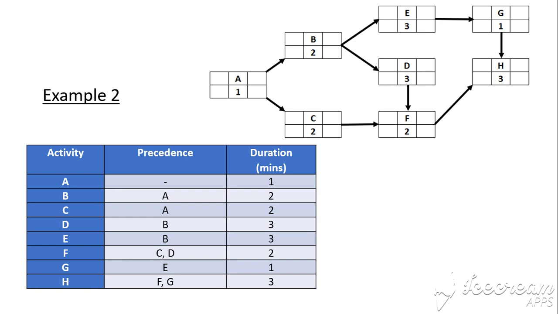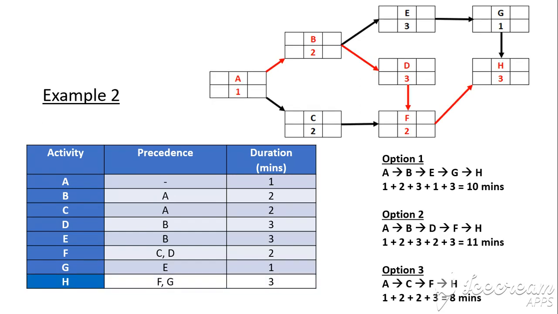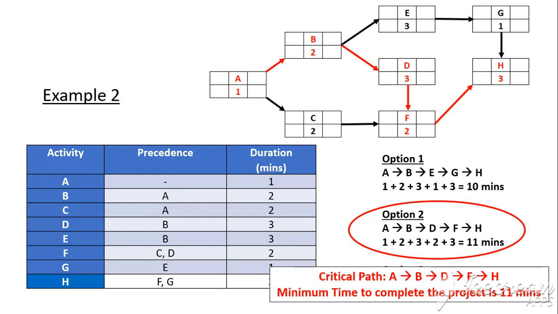Right, we're getting straight into example 2. This is from our last video, and we have a precedence table and our network diagram. Now remember, we try and find all options to get from activity A to activity H, and it's the option that is the greatest time that becomes our critical path. And this is the minimum time to complete the project.